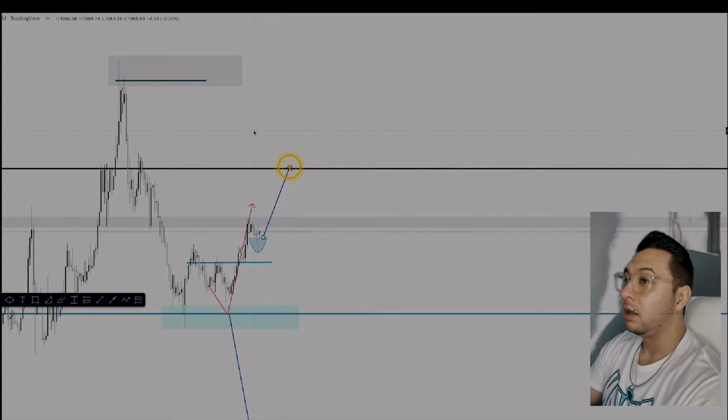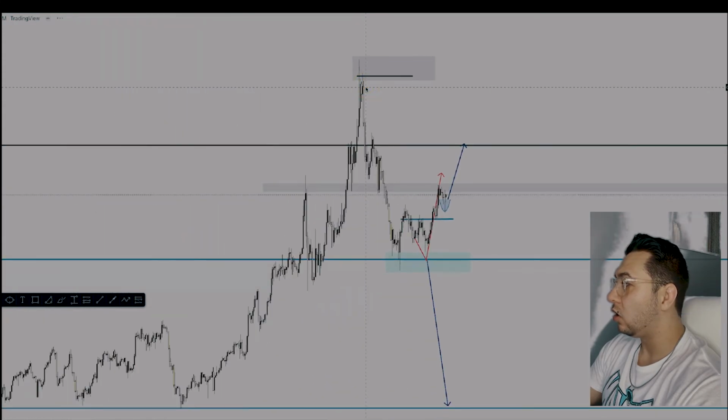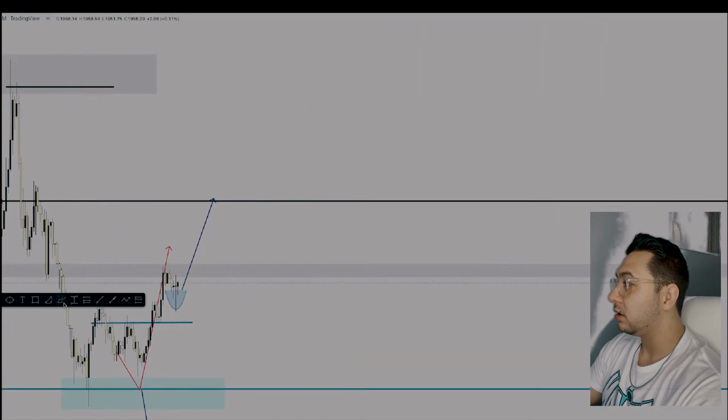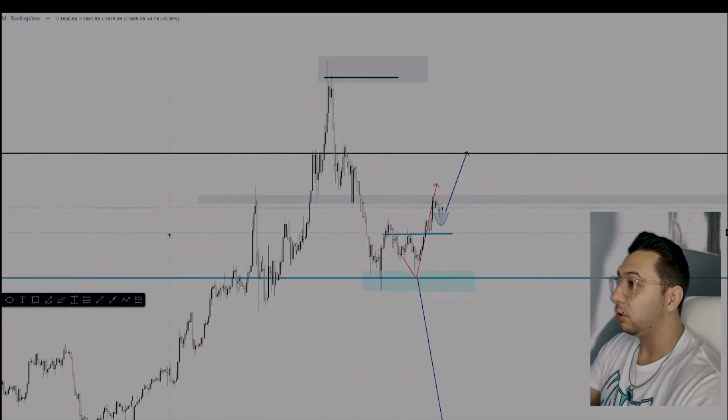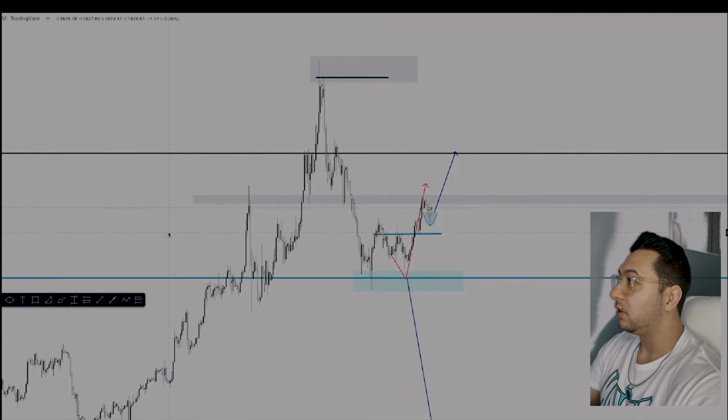That would be, let's see, a 50 pip move, 40 pip move. I'm sorry, that's a pretty big move for gold. $50 move.